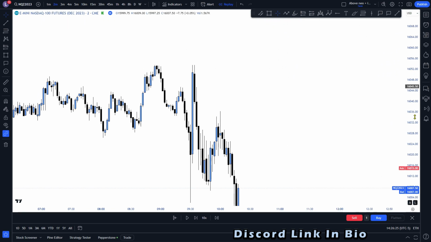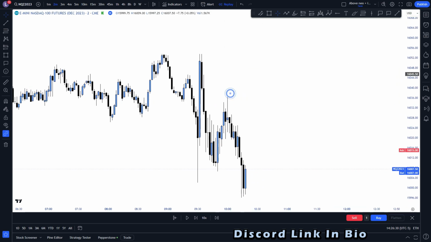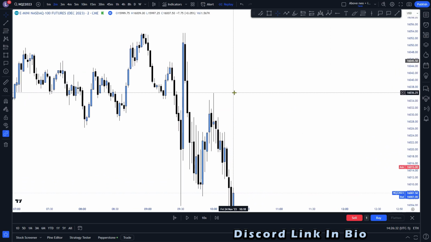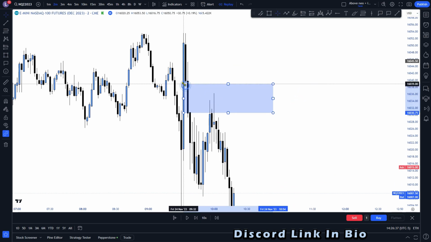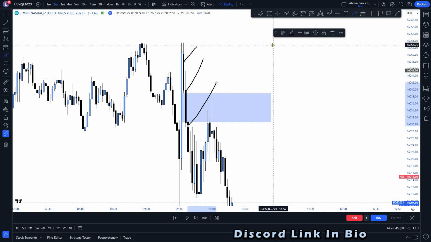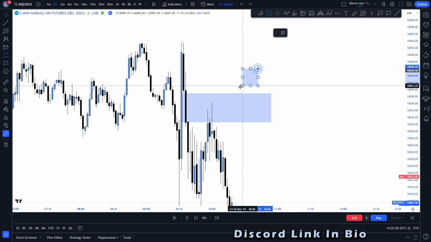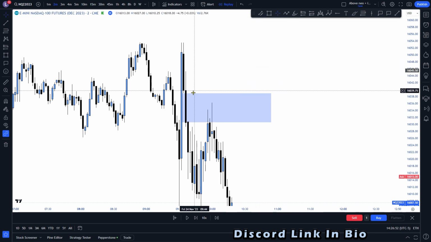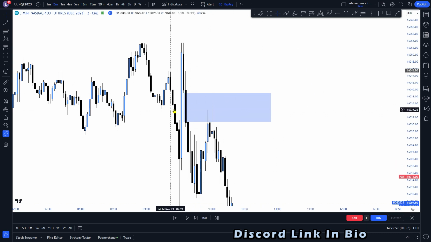So first of all, if you don't know what a fair value gap is, all a fair value gap is, is an imbalance in the market. So as you can see here, we have a fair value gap. One way of finding these fair value gaps is if you count 3 candles. So here we have 1, 2, 3. The first and the third candle can't be touching. Their wicks or their bodies can't be touching. There just has to be a gap, and that is how fair value gaps are created. So as you can see, there is a fair value gap here. This is a bearish fair value gap.